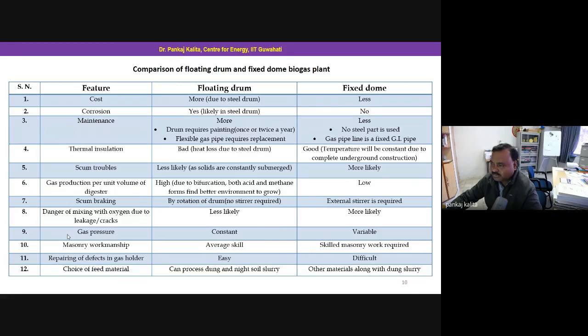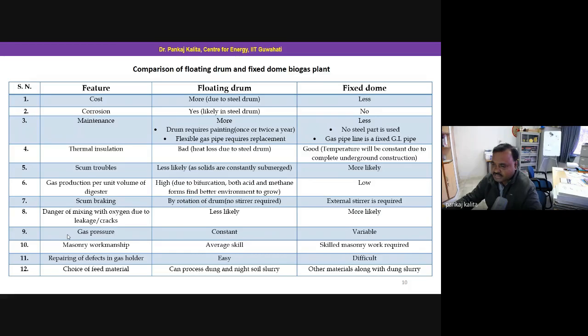and maintenance is more in case of floating drum compared to fixed dome type digester, and thermal insulation is bad in case of floating drum type, and in fixed dome type it is very good because it acts as an insulator, because bricks are used. Here metals are used because metals are good conductors of heat. Okay, that's why it is bad as far as conduction or heat loss is concerned.